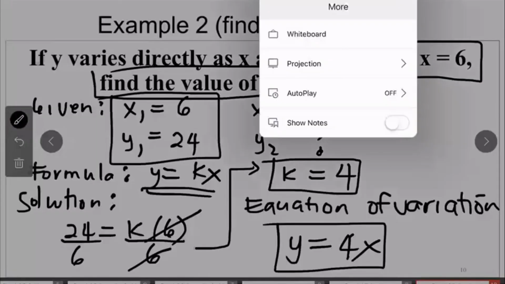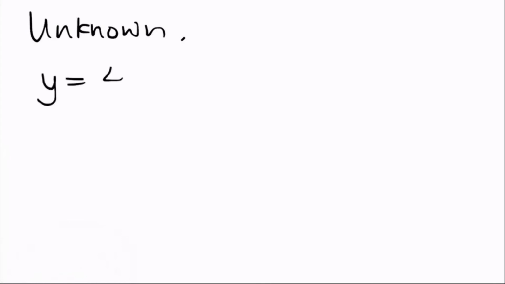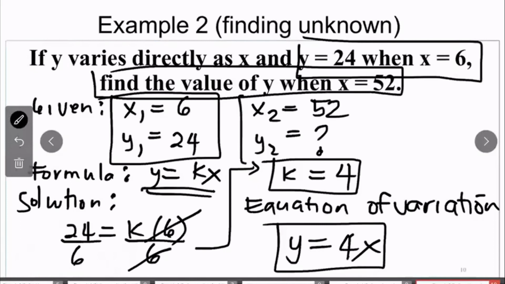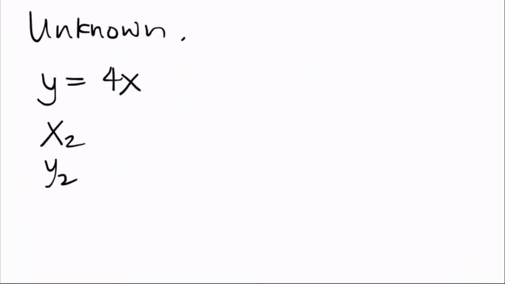In identifying the unknown, let us go to our whiteboard. I'll just clear this out. Identifying the unknown, always remember, we need to write the equation of variation. Particularly, we have y is equivalent to 4x, and we have our x sub 2 and y sub 2. In our second given, we have x sub 2 is equal to 52, where y sub 2 is the unknown. So let us substitute the given. So x sub 2 is 52 and y sub 2 is the unknown.